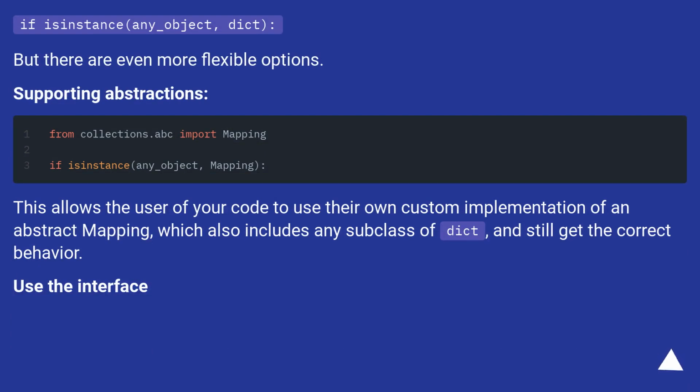Supporting abstractions. This allows the user of your code to use their own custom implementation of an abstract mapping, which also includes any subclass of dict, and still get the correct behavior. Use the interface.